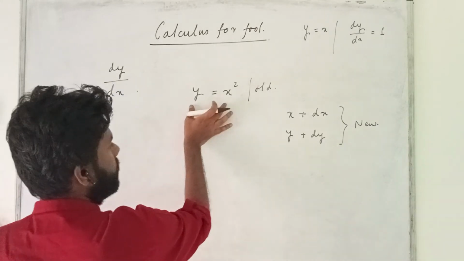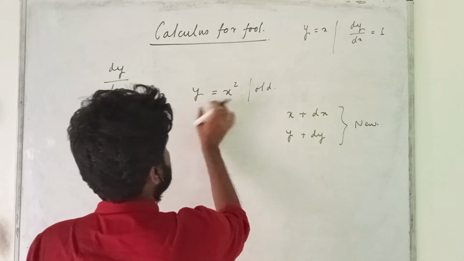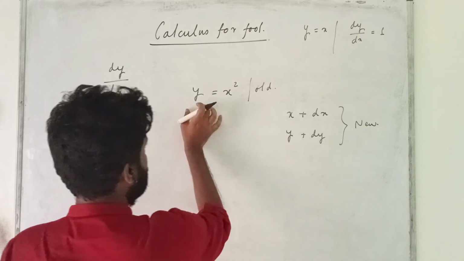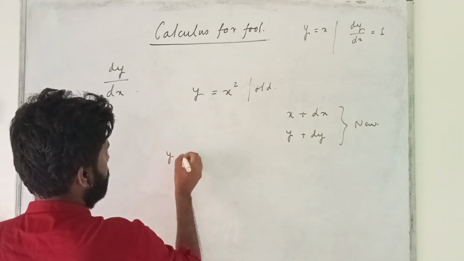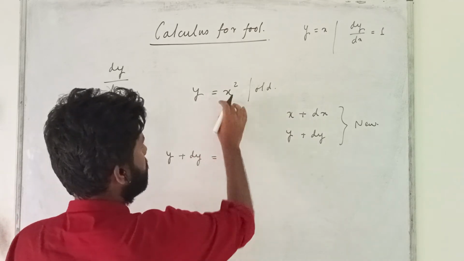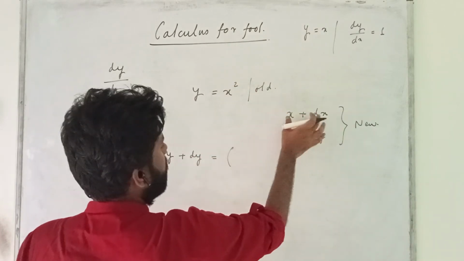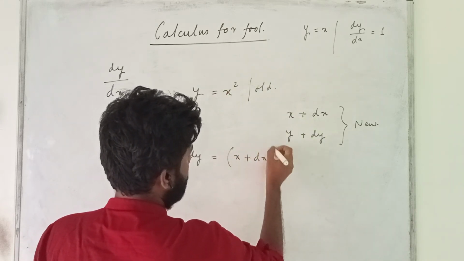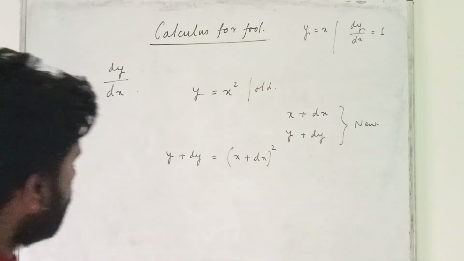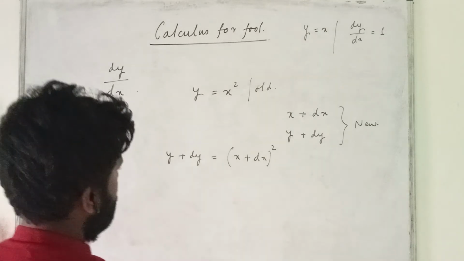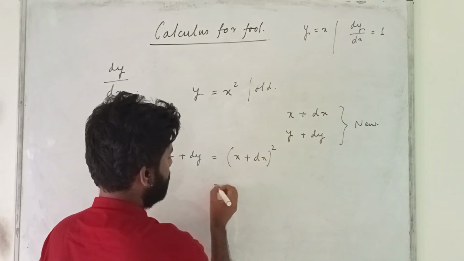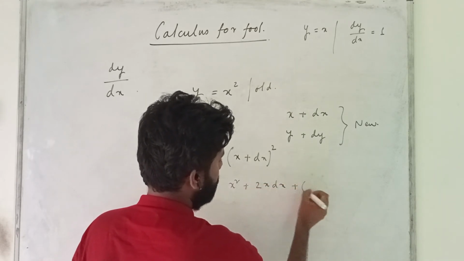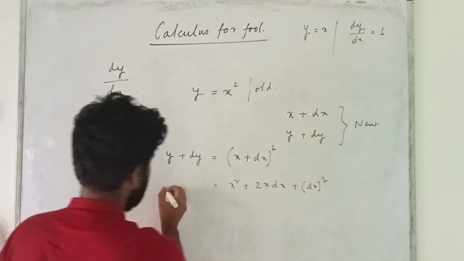So from this old equation, if you plug in here, instead of x it's x plus dx, and instead of y it is y plus dy, you will get a new relationship. y plus dy equals x plus dx squared. And all of you know it is the (a plus b) whole square formula. So x squared plus 2x dx plus dx squared. This is y plus dy.